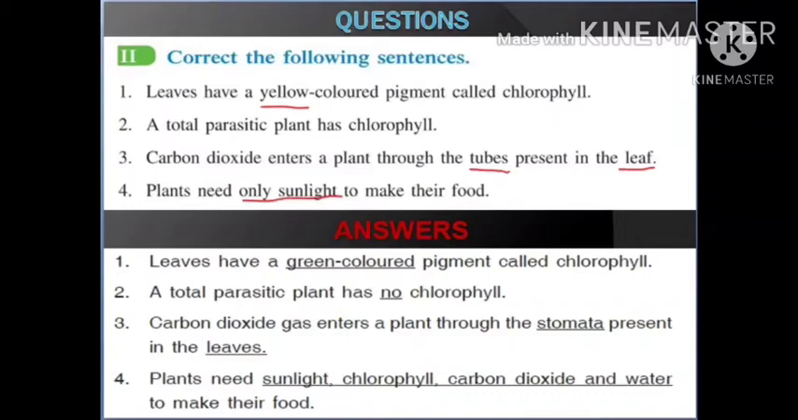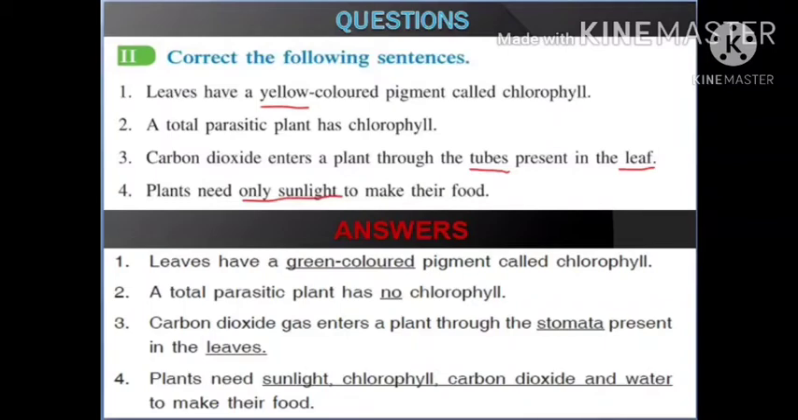Correct the following sentences. Here you have to correct the sentences which are given. First, leaves have a yellow colored pigment called chlorophyll. But yellow, the red underline I put there, that word is wrong here. So leaves have a green colored pigment called chlorophyll. Second question, a total parasitic plant has chlorophyll. Here the answer is, a total parasitic plant has no chlorophyll. You have to put a no after has.